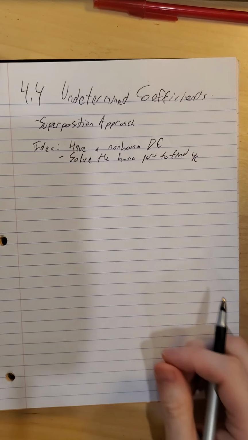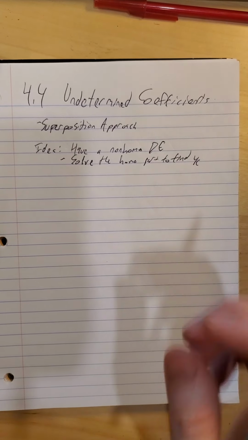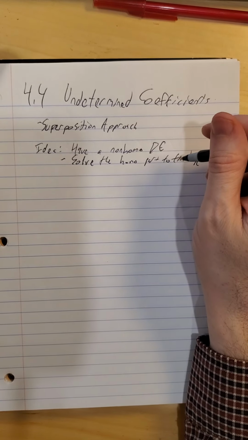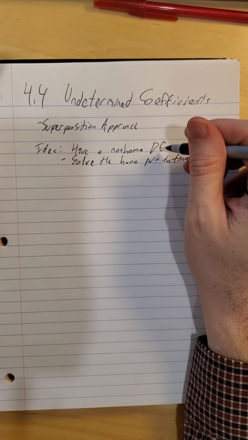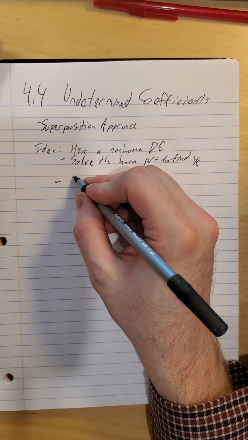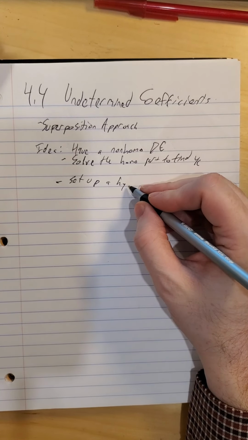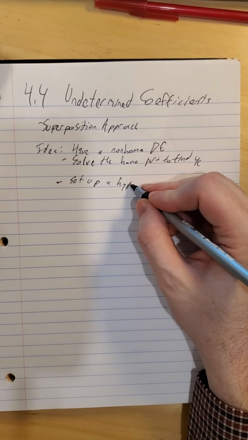So basically, we cut it into two parts. We solve the homogeneous part of the non-homogeneous differential equation to find y sub c, and then we set up a hypothetical yp based on the right hand side.